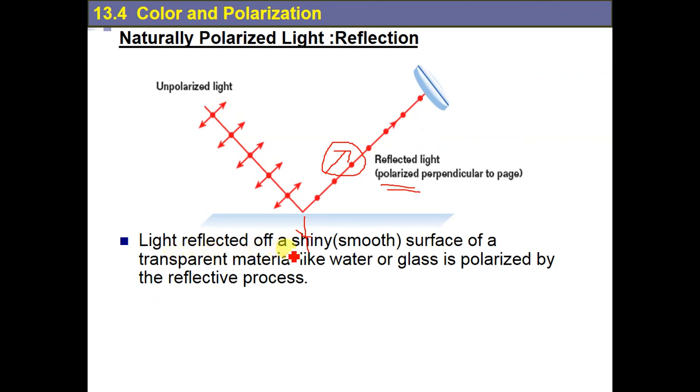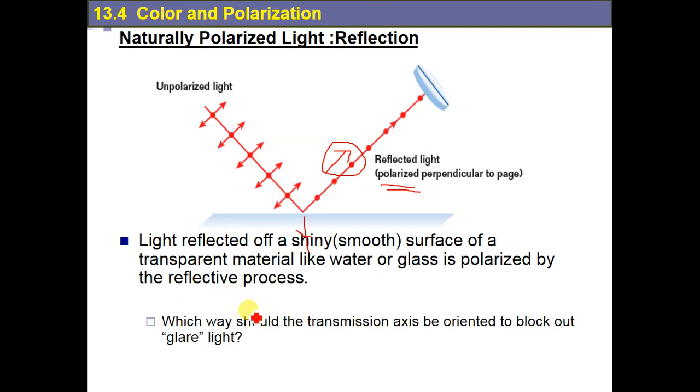So light reflected off a shiny smooth surface of transparent material such as water or glass is polarized by the reflective process. Then, which way should the transmission axis be oriented to block the glare light? And why do fishermen like polarized sunglasses? Let's think about these two questions. Take your time to read them again, to read the process, and then I will record the other video.